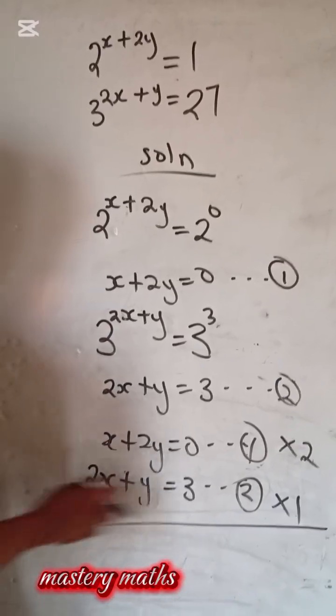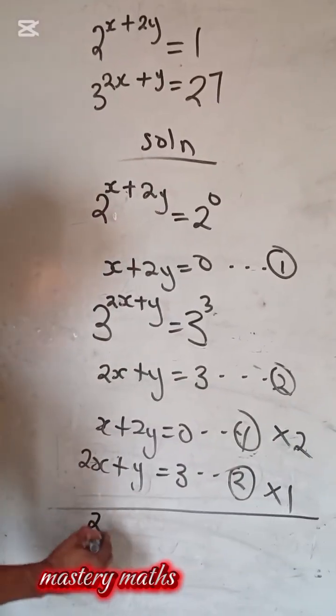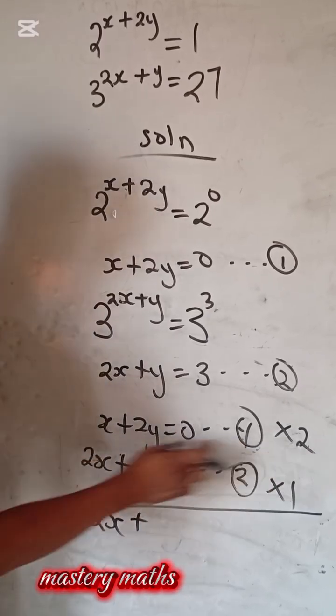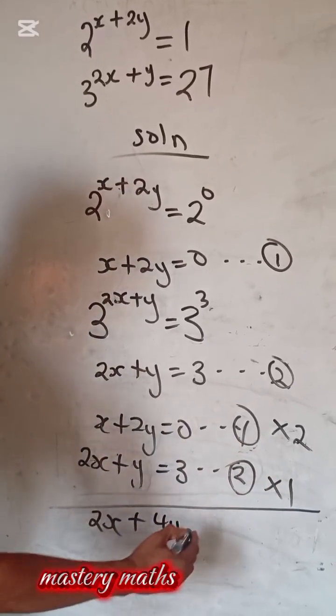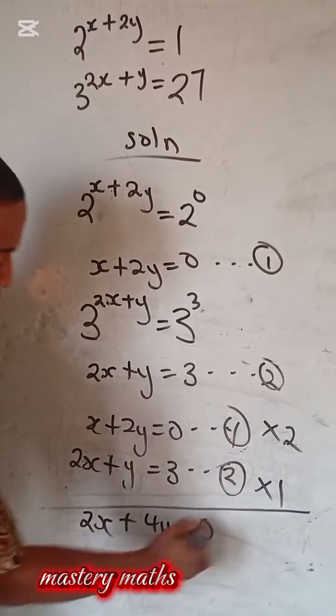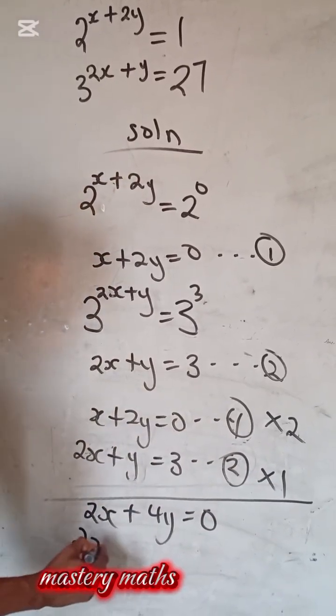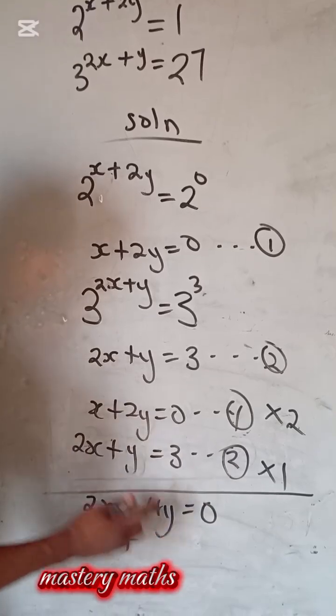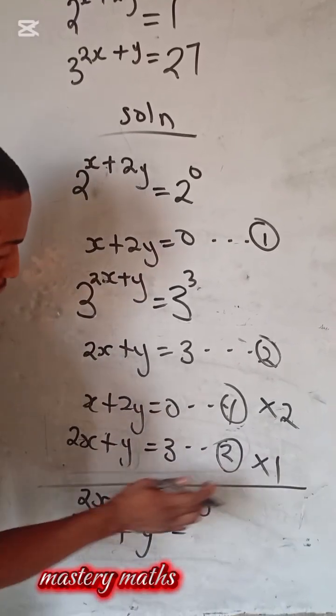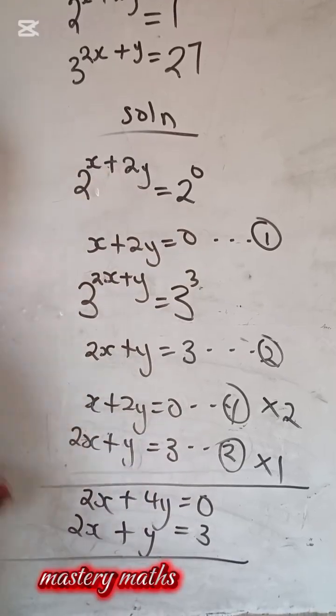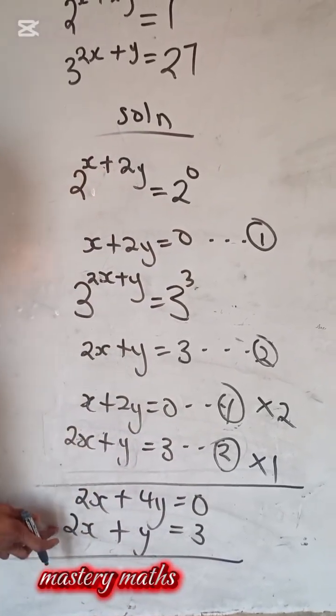Now let's multiply. We say 2 times x, which will give us 2x, plus 2 times 2y will give us 4y, equal to 2 times 0 is 0. Now using the other part, we say 1 times 2x will give us 2x, plus 1 times y is y, equal to 1 times 3 is 3. Now having done that, if you watch, they are now equal.